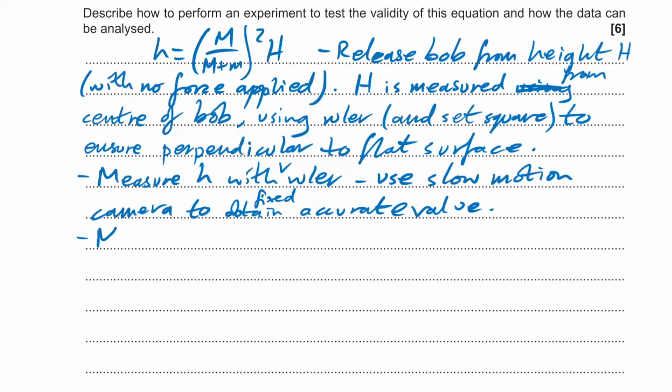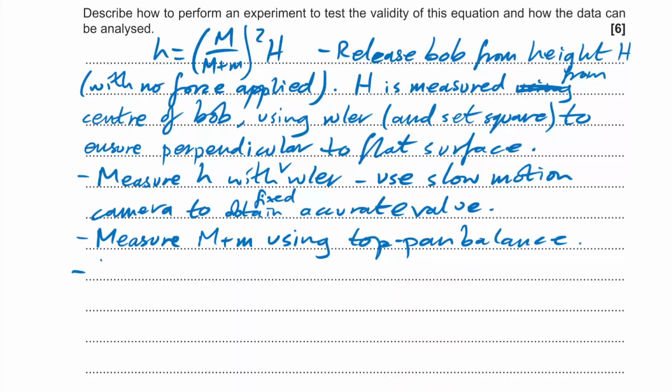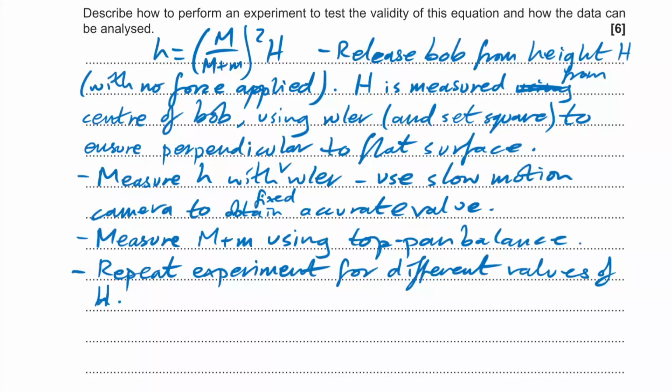How do we measure m? Measure m and M using top pan balance, just a balance, whatever you want to call it. We can't call it a scales. And we're going to repeat experiment for different values of h. We want a graphical method of finding this out then after we have our different results.